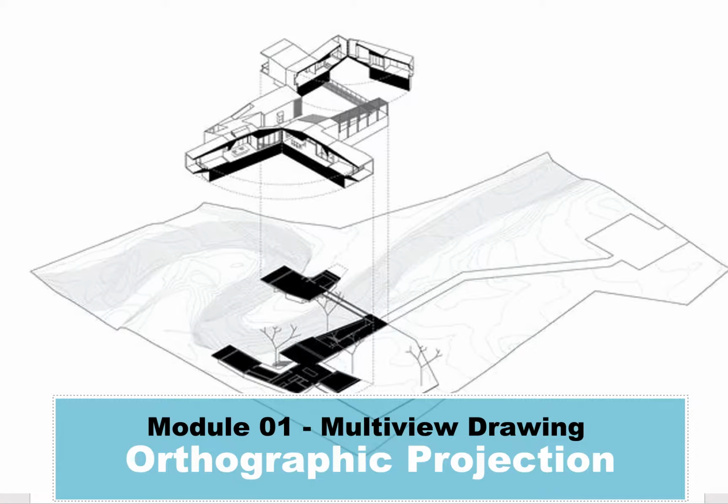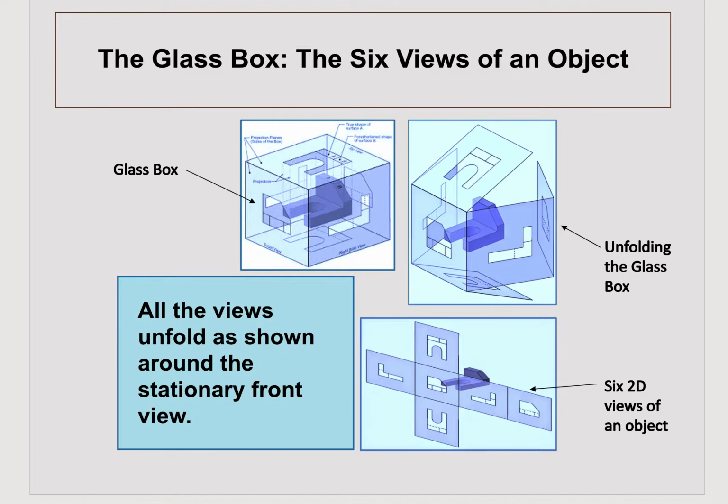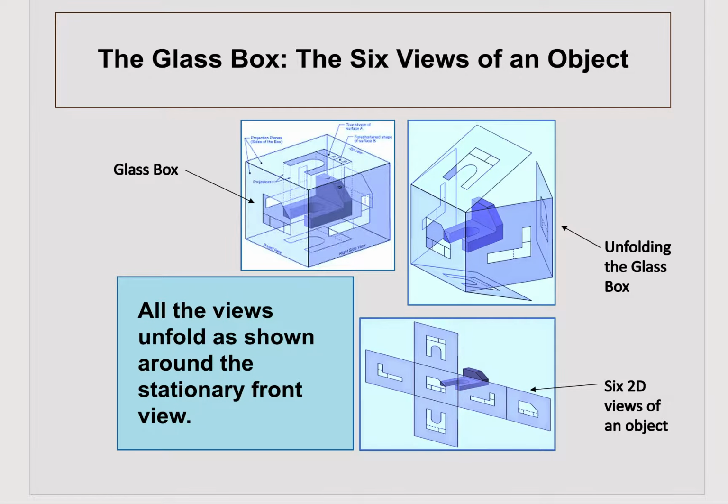Okay, so let's get started. If I can get to the slide. Okay. We call it the glass box because we put an object inside the box and then project that object onto the box and then unfold the box. And it gives us 6 views of that object.